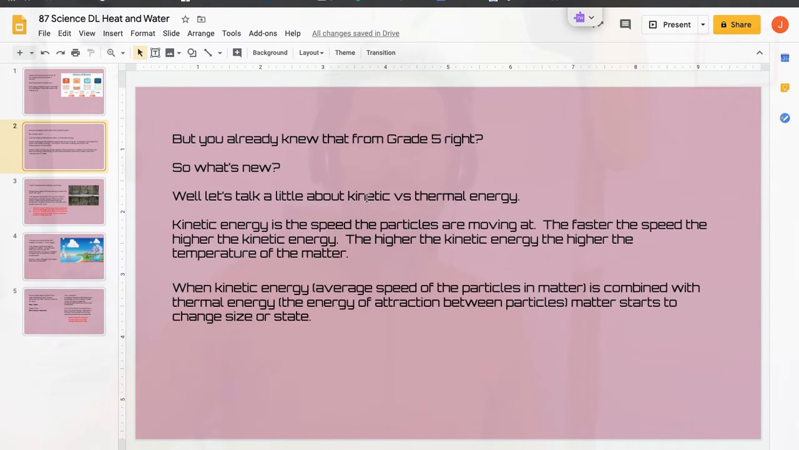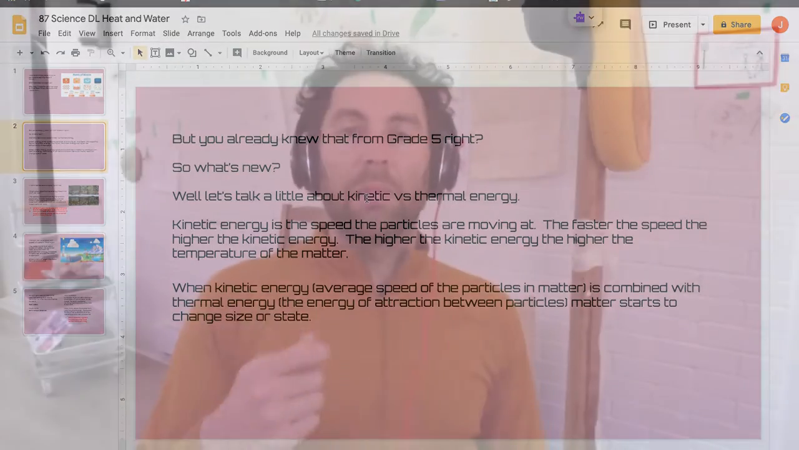Well, if we go to the next one, it's about kinetic energy. When we talk about the temperature of something, that has to do with the amount of kinetic energy in that matter. The more kinetic energy, the faster the particles are moving, the higher the average speed, which results in a higher temperature. When we combine that kinetic energy with the thermal energy, which is the amount that the particles want to attract to one another, that's when the size and the shape of the matter changes.